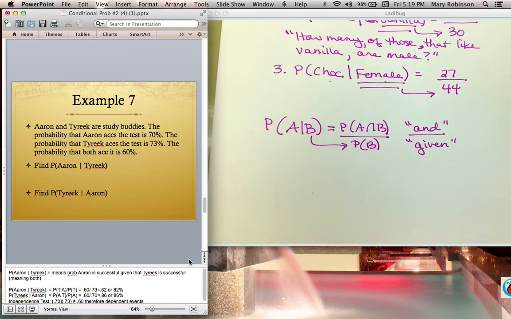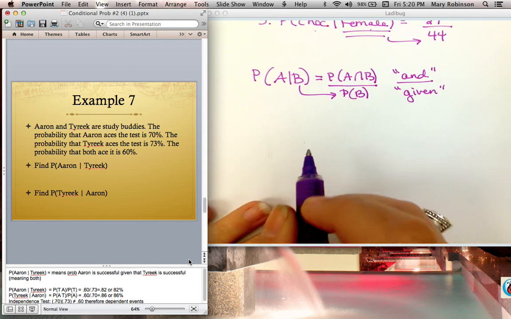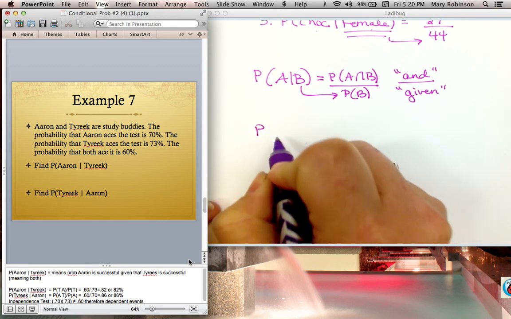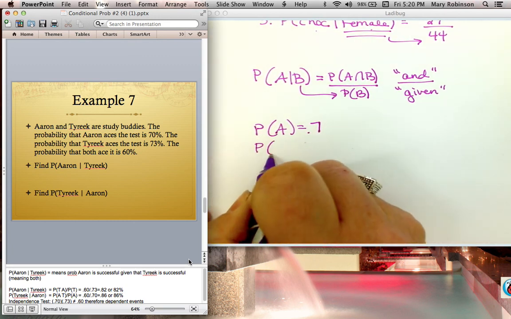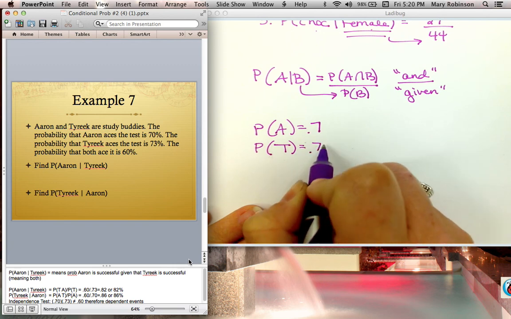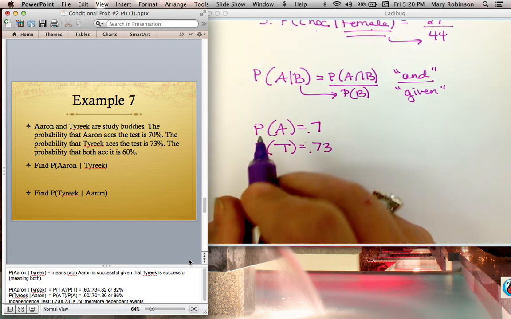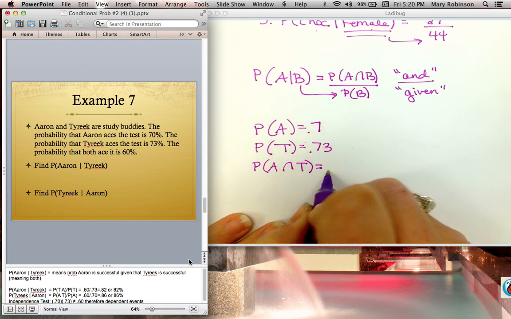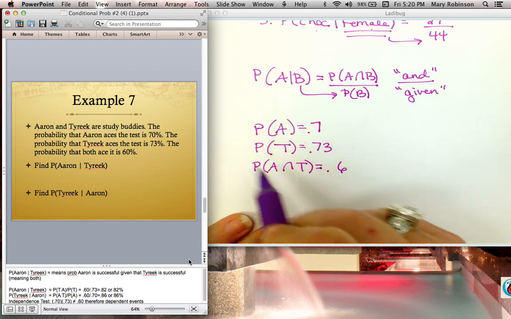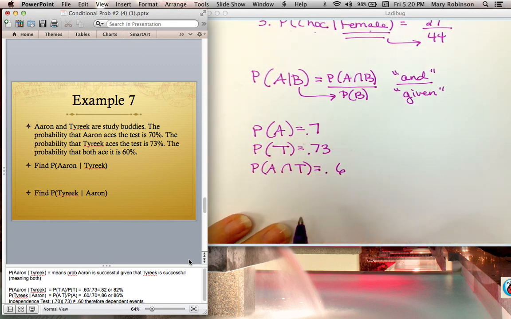Example 7, if we refer back to the PowerPoint slide, it says Aaron and Tyreek are study buddies. The probability that Aaron aces the test is 70%. The probability that Tyreek aces the test is 73%. And the probability that both ace the test is 60%. So first, let's digest the information given here. What we know is that the probability that Aaron aces his test is 70% or 0.7. The probability that Tyreek aces his test is 73% or 0.73. The probability of Aaron and Tyreek both acing their test is 60% or 0.6. That's what I would do first when looking at a word problem. That way you have all the values you need to answer your question.